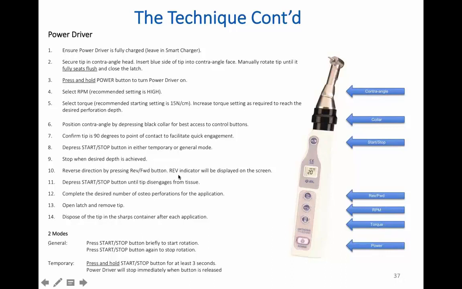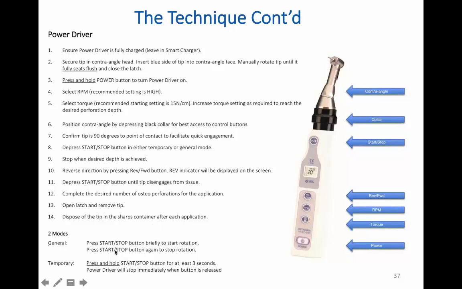Once you've made your perforation, you just want to use your thumb with finger pressure to help make the perforation. Once you get to the desired depth, then you'll stop the device by pushing this button, and then you'll push this button to reverse it, and then push the start button again to back it right back out. So it's very easy to use, and once you're finished, you remove the tip, throw it in a sharps container, and you are done.